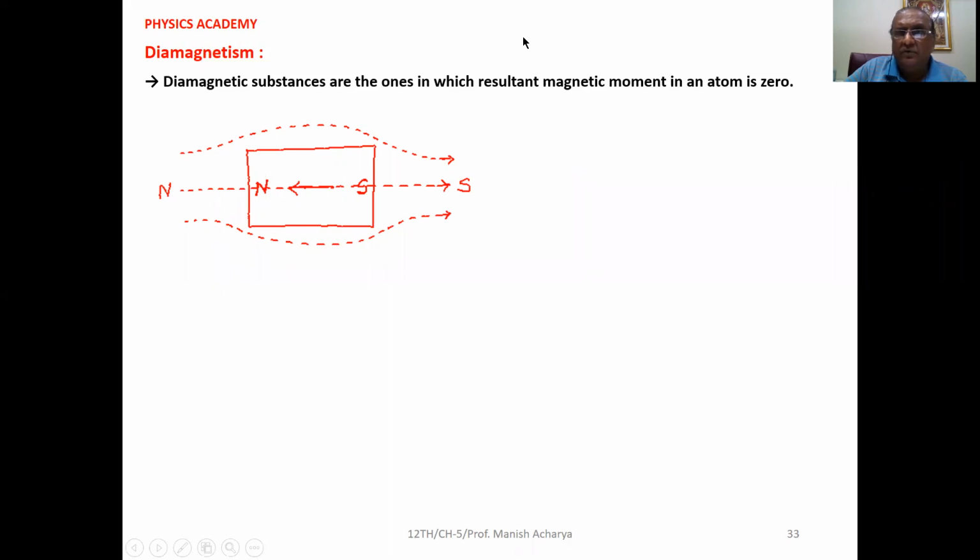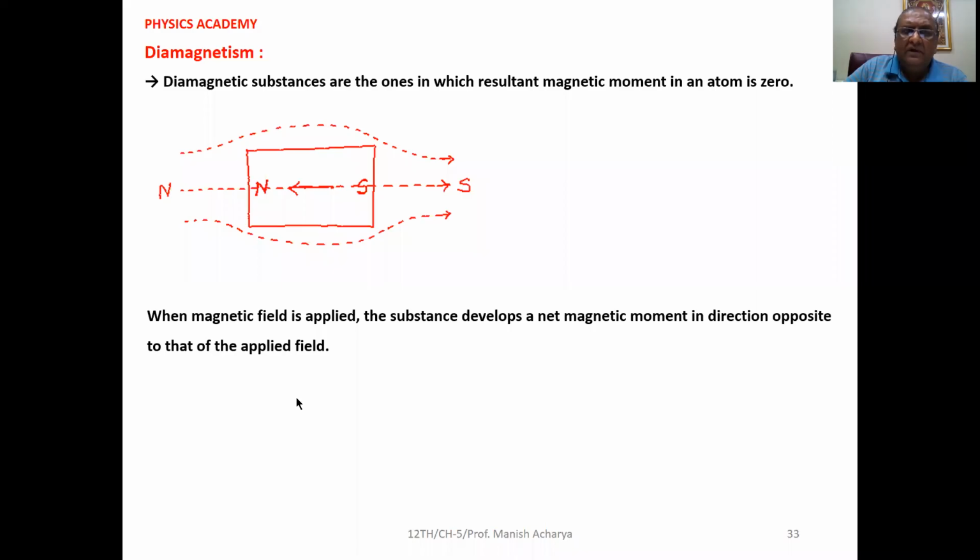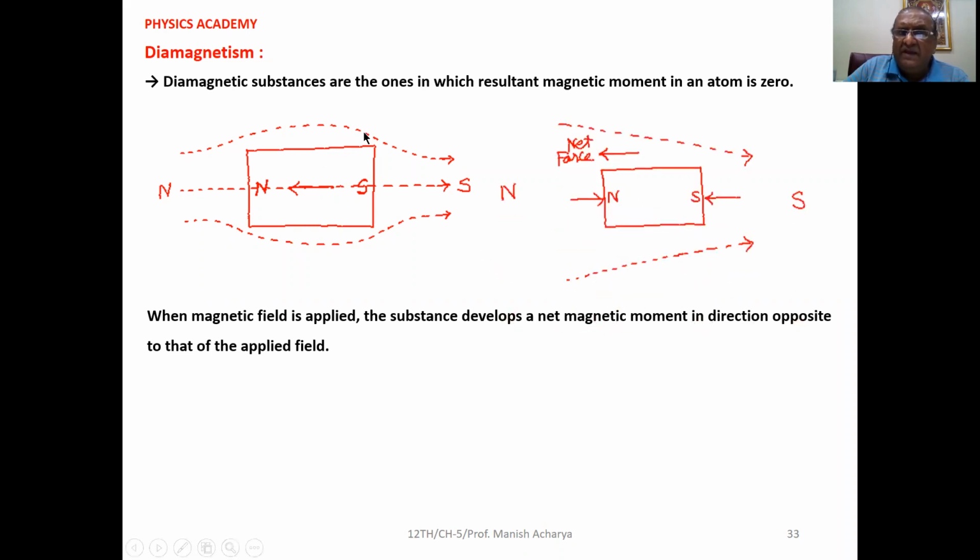Clear to all of you? So, here, as we increase the external magnetic field, then inside the sample, the magnetic field continuously decreases.